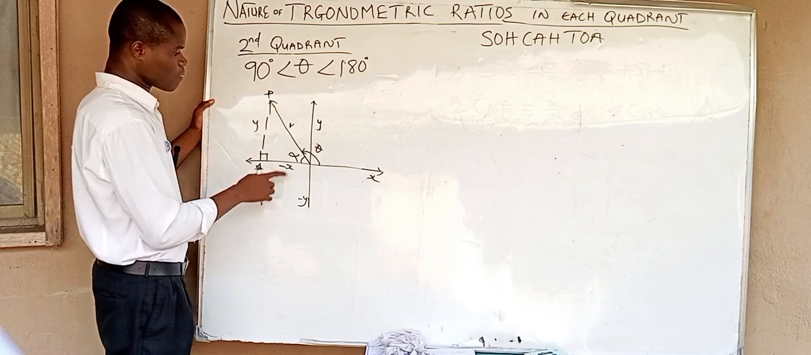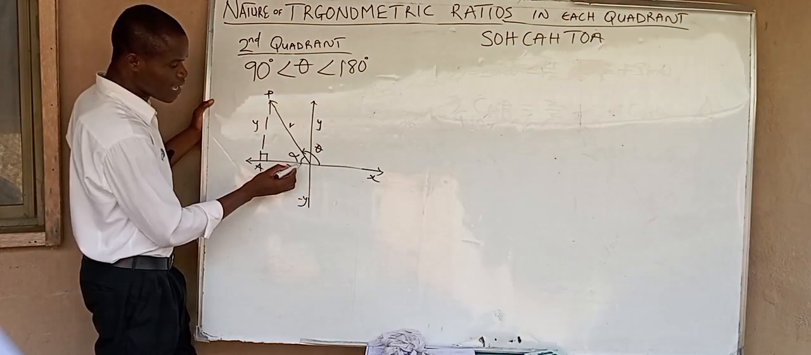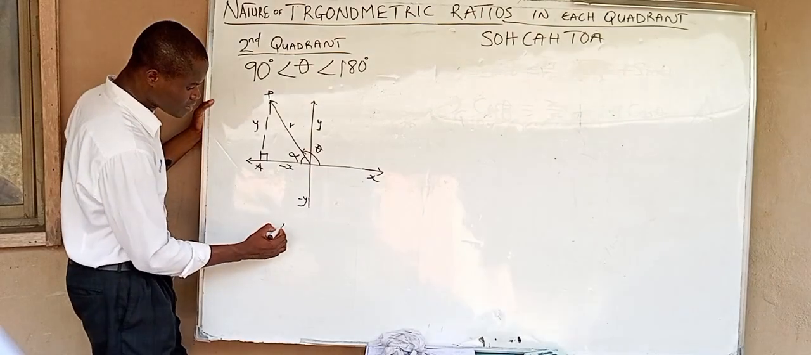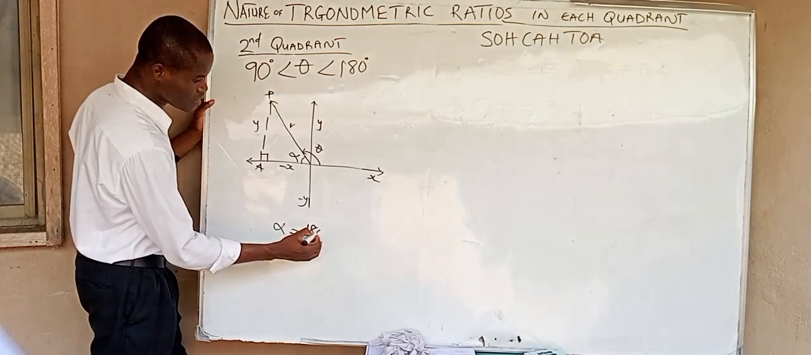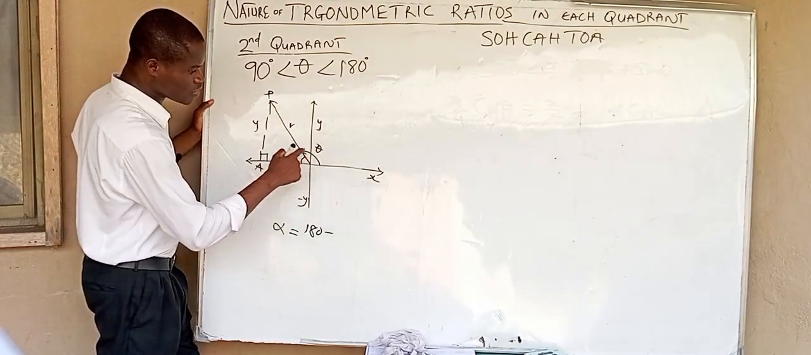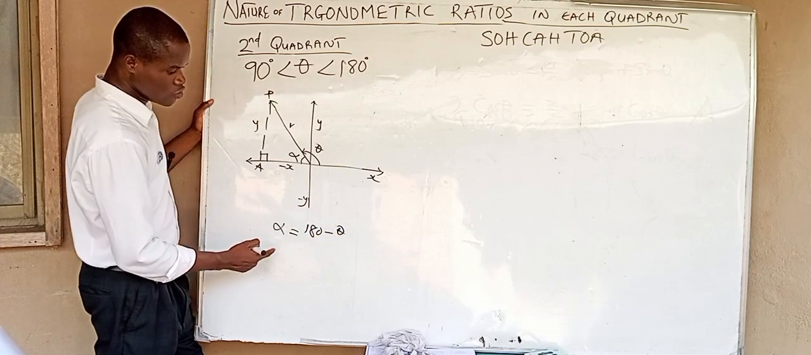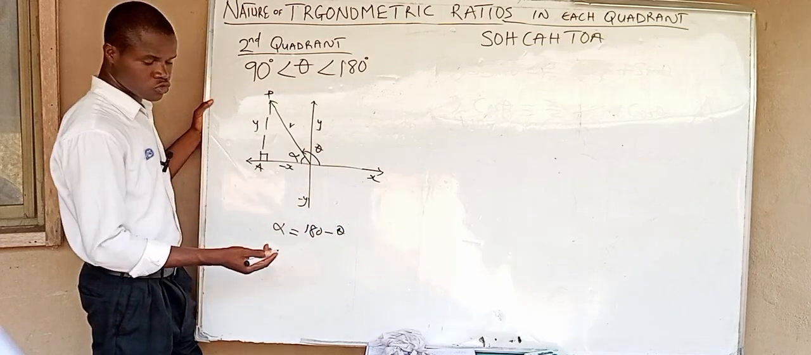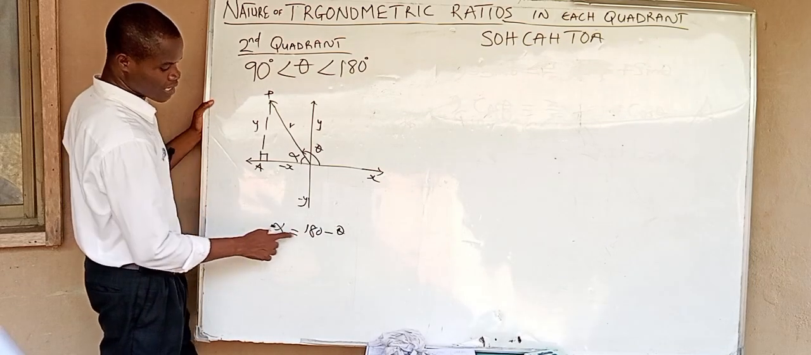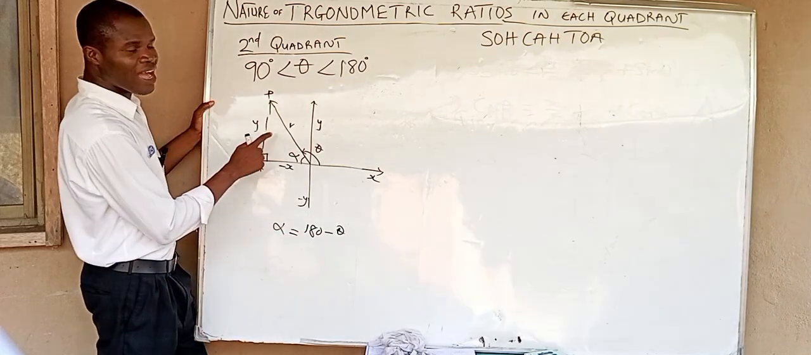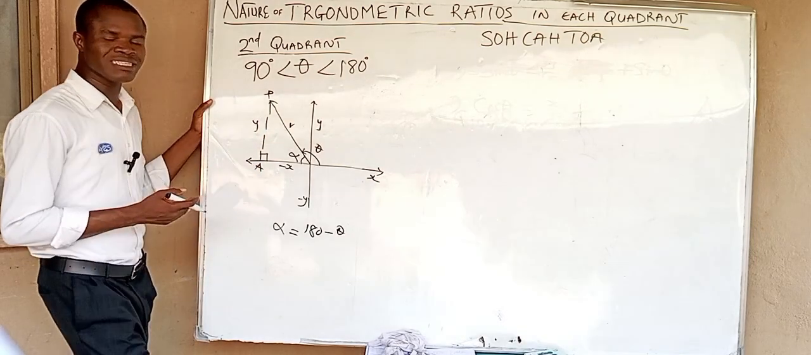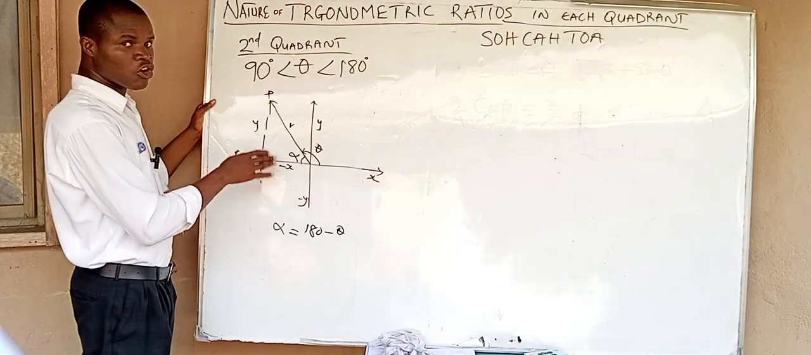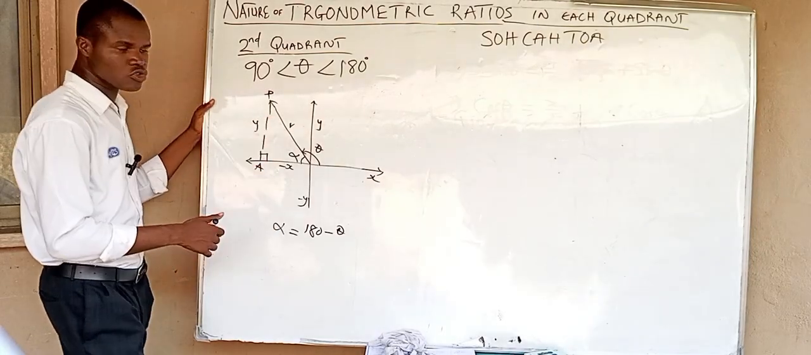Alpha is an acute angle, and if I want to get the acute angle equivalent of the theta that was given to us, then from here to here is 180 degrees. That means alpha is equal to 180 degrees minus theta. Whenever I want to convert theta to acute, I will just say 180 minus theta. It converts to acute for whatever angle is within the second quadrant. So let us now know the nature of the trigonometric ratios within this second quadrant.